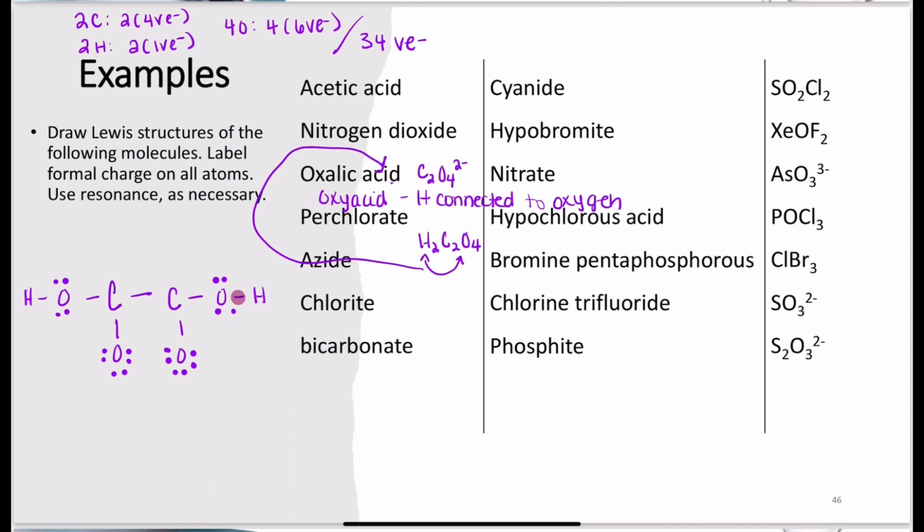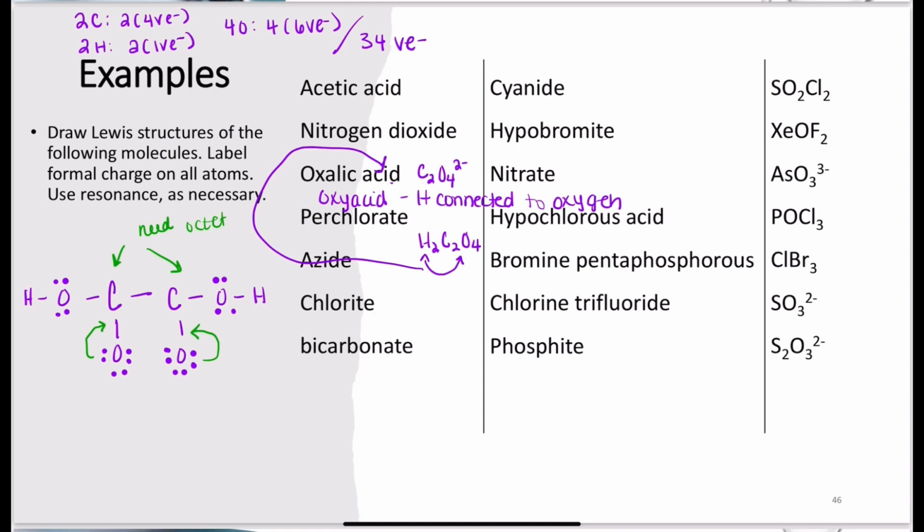Next thing we want to do is make sure all of our central atoms have their octet. I made sure to give the oxygens their octet, but I didn't check anything else yet. And I noticed that my carbons here need an octet. They're going to do this by forming a double bond. The oxygen here is going to donate a pair of electrons. The oxygen here is going to donate a pair of electrons.